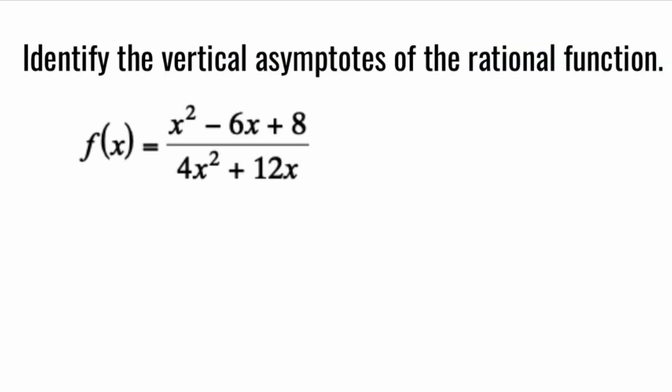Identify the vertical asymptotes of the rational function f of x is equal to x squared minus 6x plus 8 over 4x squared plus 12x. Give it a try and play the video whenever you're ready for the solutions.